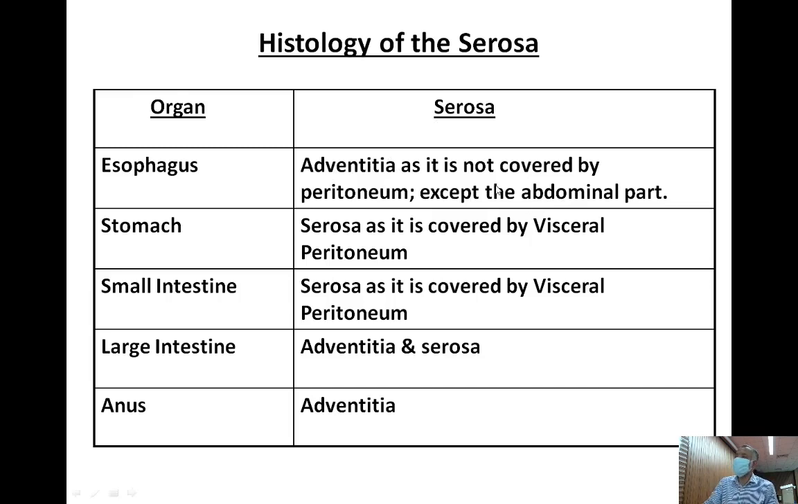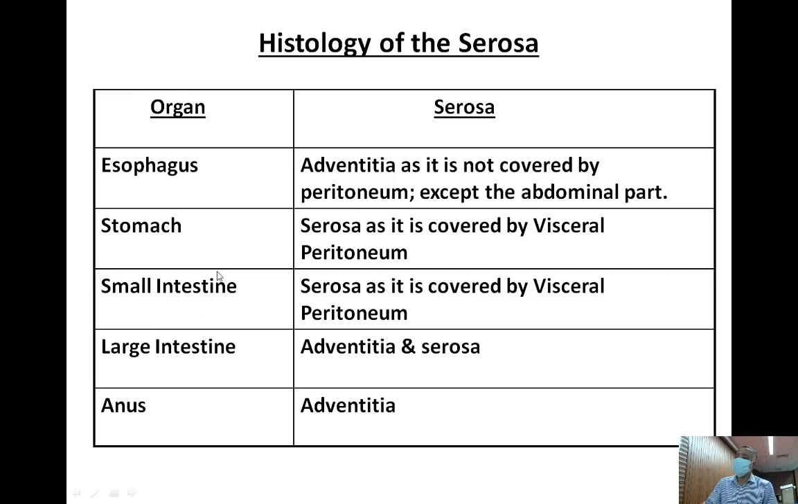That is why it is called serosa. The other part we call adventitia. The whole stomach is covered by peritoneum, that is an intraperitoneal organ. That is why it is called serosa. The outer layer is serosa, derived from the peritoneum.